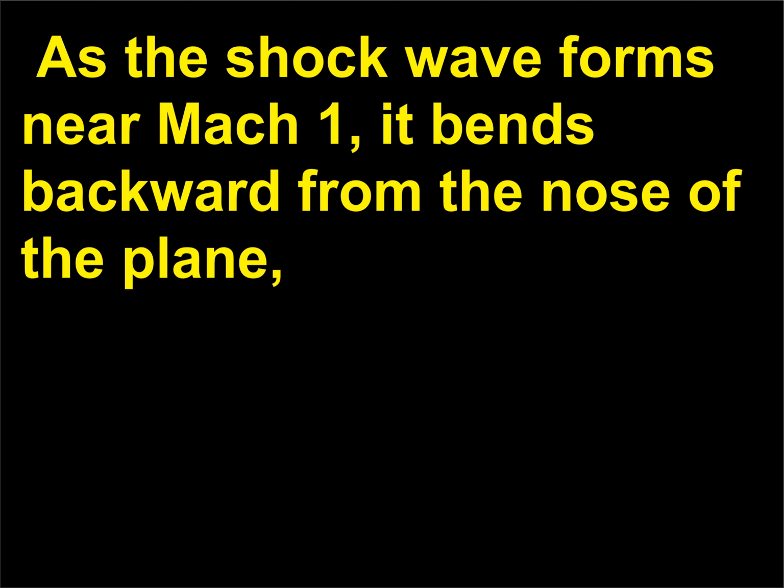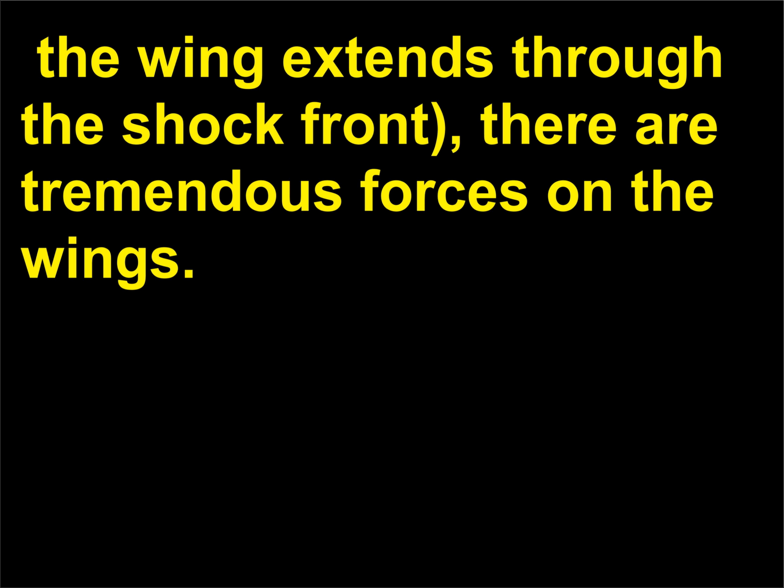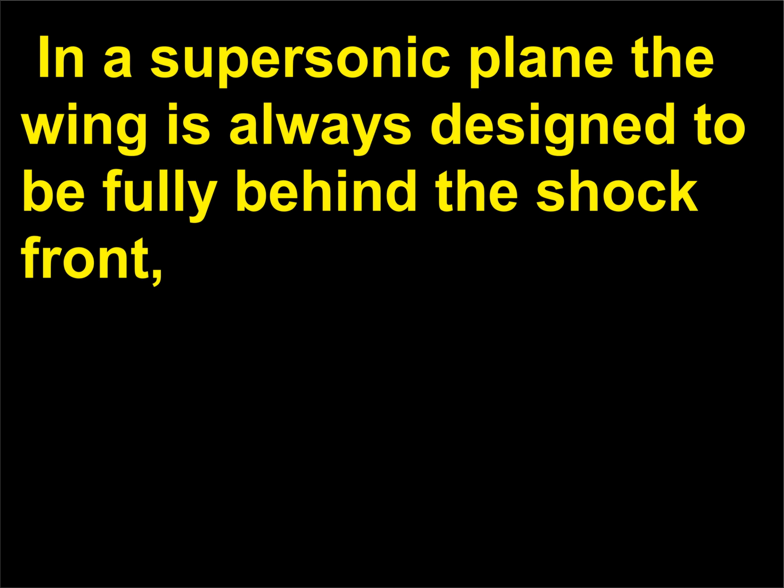As the shock wave forms near Mach 1, it bends backward from the nose of the plane, like a bow wave on a boat. If the shock wave encounters the wings, that is, the wing extends through the shock front, there are tremendous forces on the wings. In a supersonic plane the wing is always designed to be fully behind the shock front. Because the shock front can tear the wing off the plane.